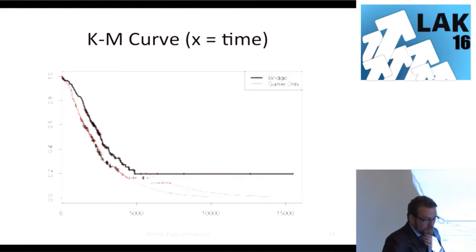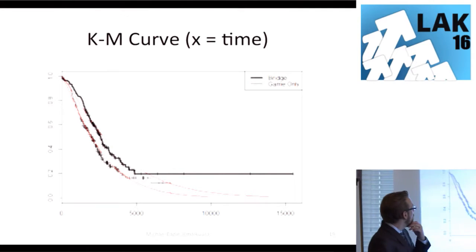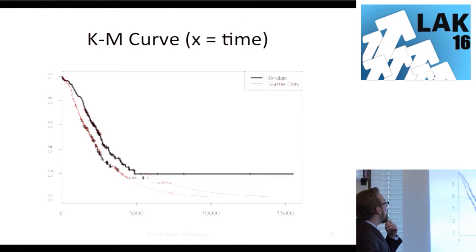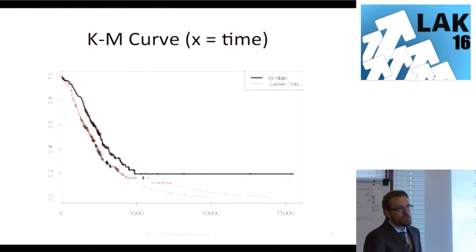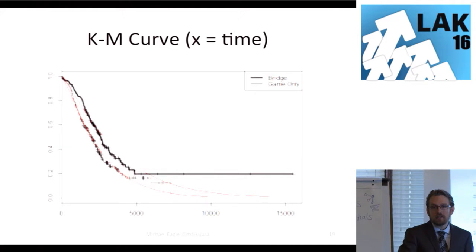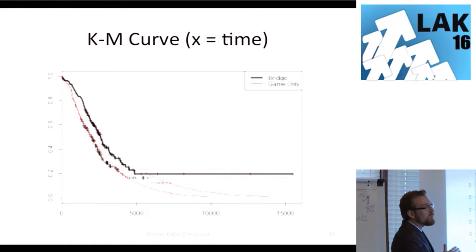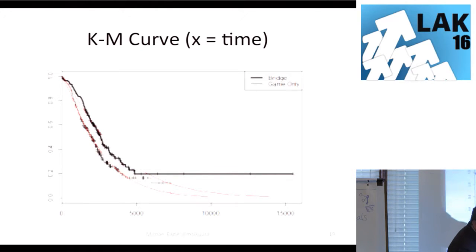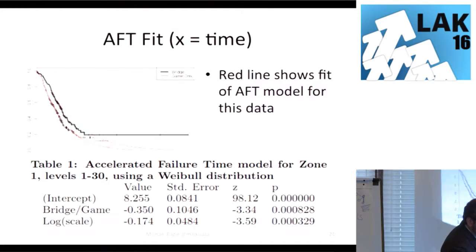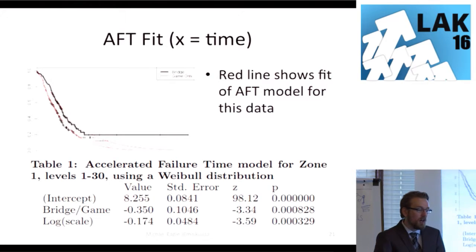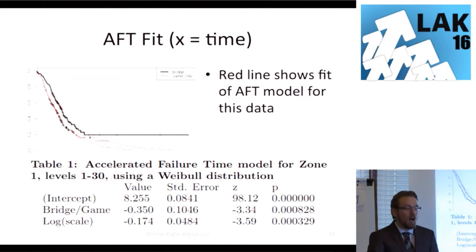So here's the result from plotting the bridge, which is the darker solid line at the top, versus the game-only group. And you can see the red line there. That's the accelerated failure time curve. And this really let us see that there is a significant difference in how long students remain engaged in the game. And this is in terms of minutes. Or actually it's seconds. So we have a significant difference in the amount of time that's spent.